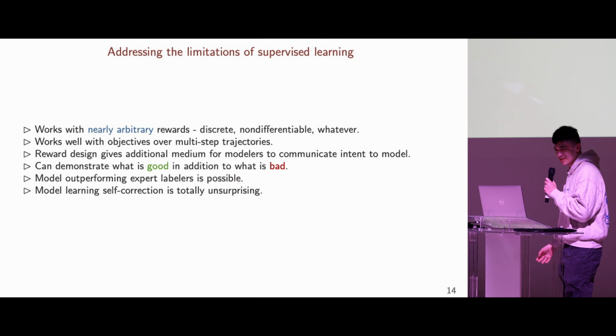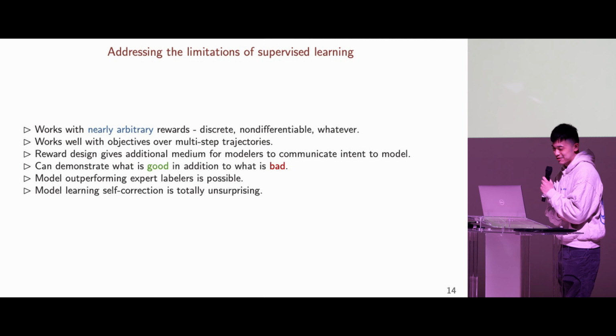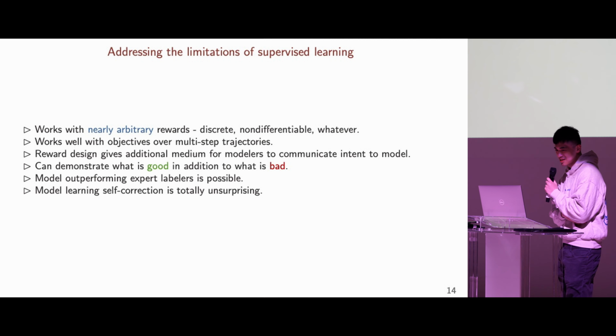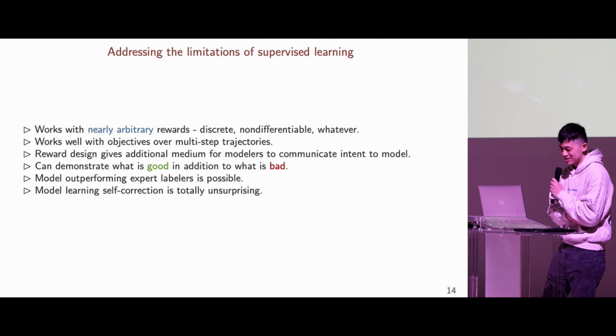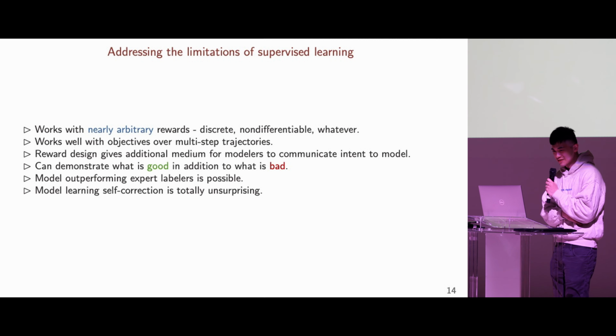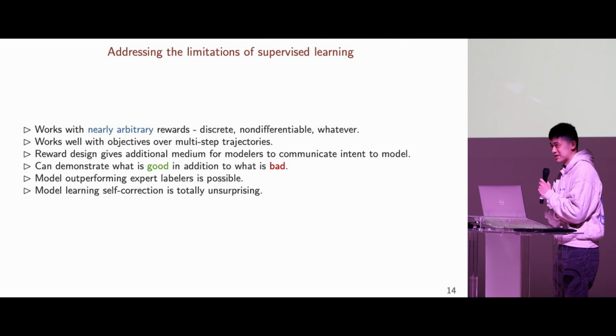So how does RL address the limitations of supervised learning? It works with nearly arbitrary rewards, right? You can have whatever rewards you want: discrete, non-differentiable, whatever. It works well with objectives over these multi-step trajectories. And the design of a reward gives this additional medium for modelers to communicate intent to the model.